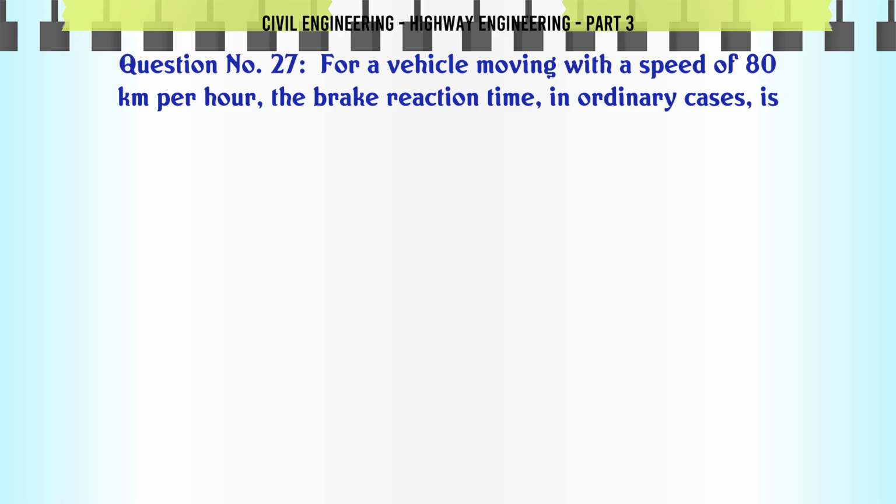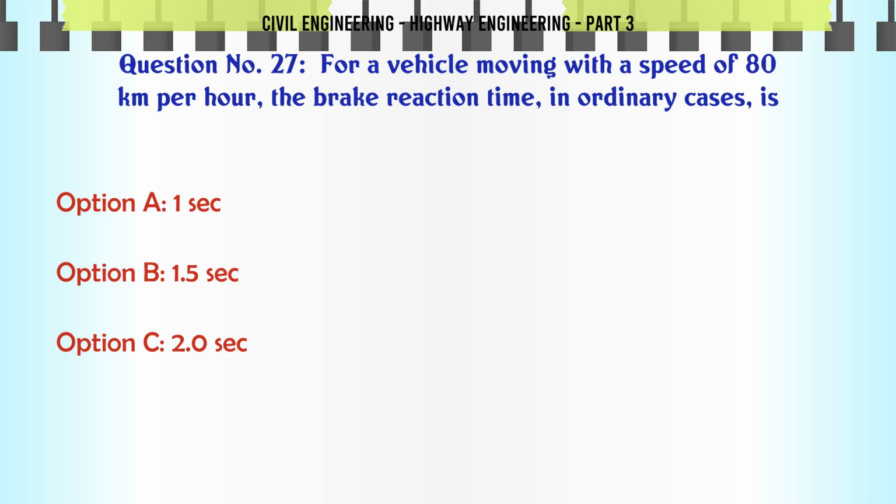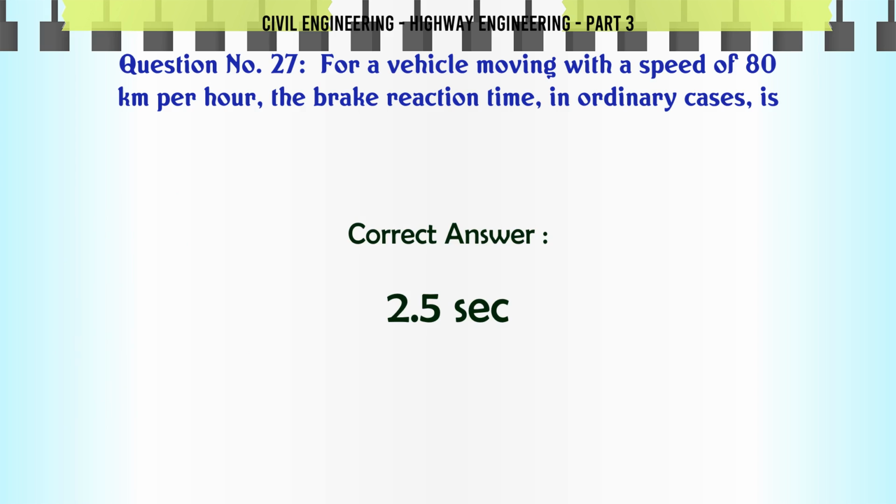For a vehicle moving with a speed of 80 km/h, the brake reaction time in ordinary cases is A. 1 second, B. 1.5 sec, C. 2.0 sec, D. 2.5 sec. The correct answer is 2.5 sec.